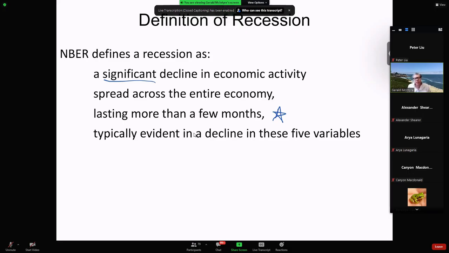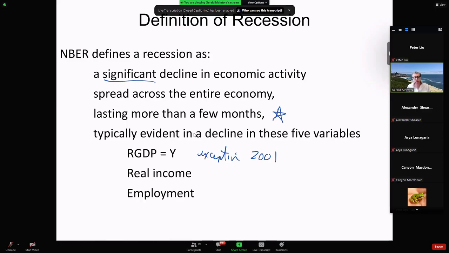The recession must be typically evident as a decline in most, if not all, of the following five variables. Real GDP should decline, but it doesn't have to, and remember the exception that I mentioned with Andrew of 2001. A decline in real income, the actual income people earn. That also did not happen in COVID. Weirdly, real income in the United States actually rose in COVID because the government transferred a great deal of income to support people who were thrown out of work due to the lockdowns. So there's an exception there.